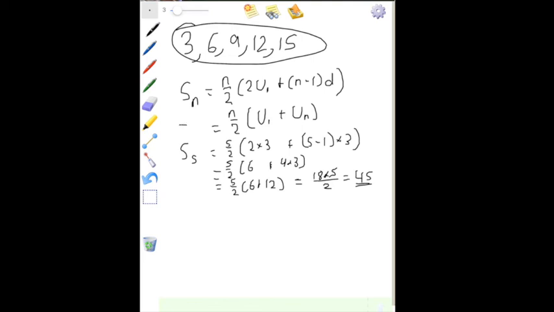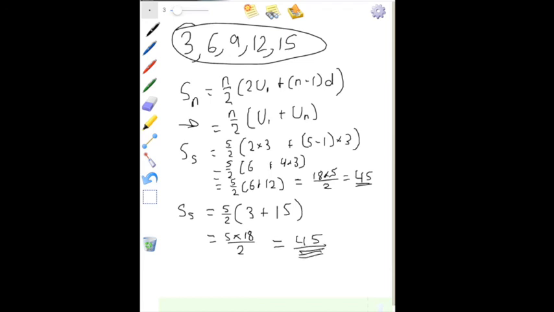So using this formula, the sum of the first five terms is equal to n/2, which is 5/2 as before, times the first term, which is 3, plus the fifth term, or the last term, which is 15. So that equals 5 times 18 over 2, which again equals 45. And yeah, that's how you find the sum and any term in a sequence.